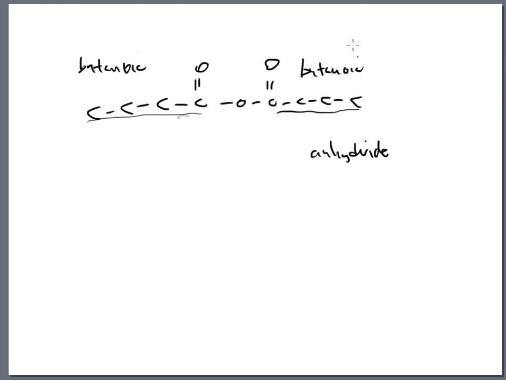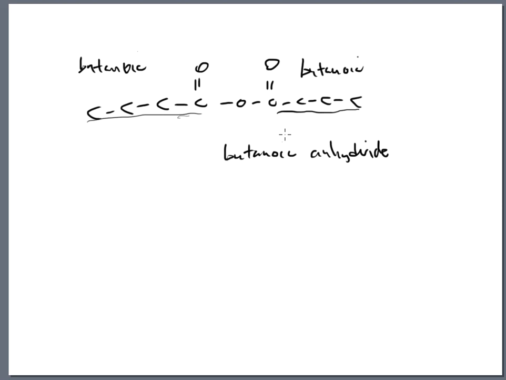Well, I don't want to say butanoic anhydride. That's silly sounding. We don't want to sound silly, we want to sound smart. So we leave off one of the repetitive words. And here we just call this butanoic anhydride. That's it. No more than that.